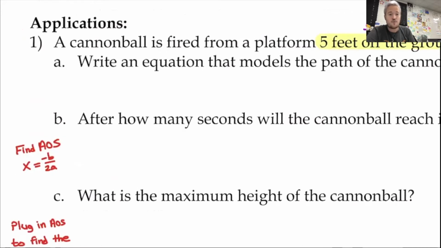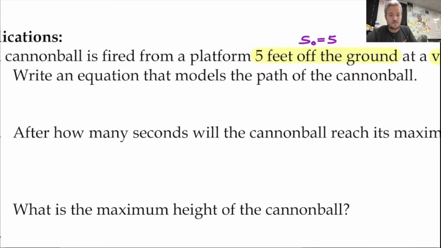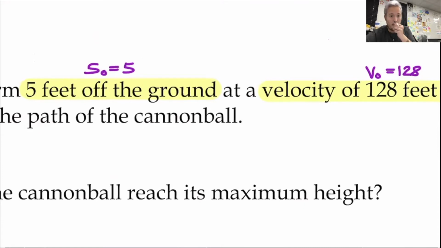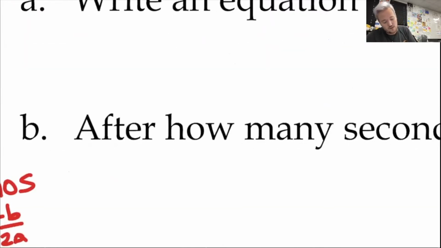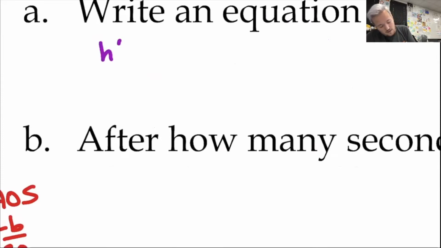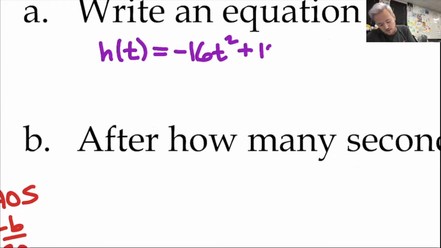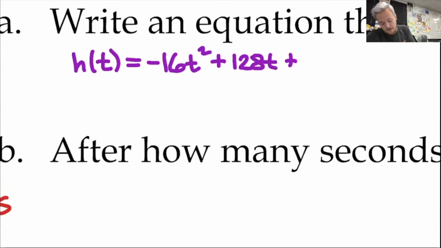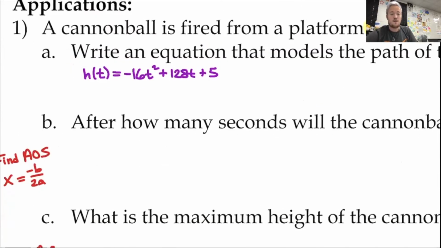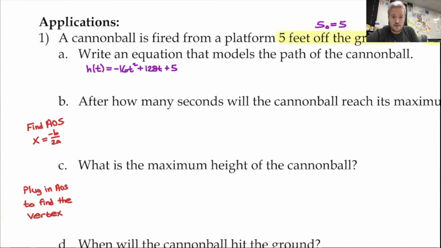All right, so for the first part, we want to write an equation that models the path of the cannonball. As you can already see up here, we already have the initial velocity, and the initial height, or the position, has already been given. So we're going to do h of t, which is equal to negative 16t squared, plus an initial velocity of 128, and then with an initial height of 5. All right, so that's part A. That's just writing the equation.